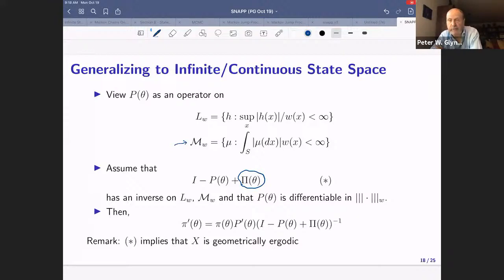The only problem with this approach: the proof in infinite state space and continuous state space looks almost identical to the rigorous proof that you would give for a finite state space Markov chain once you appropriately generalize to these function spaces LW and MW. The only problem is that in the infinite state, continuous state space context, this assumption that this operator has an inverse is a heavy mathematical assumption, because it basically implies that the Markov chain or Markov process X is geometrically ergodic. Now that covers many examples, but there are some examples that it doesn't cover.